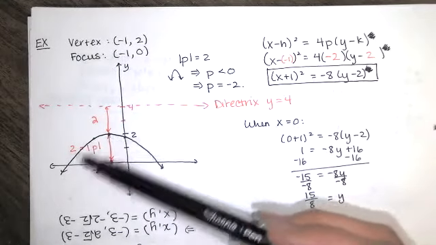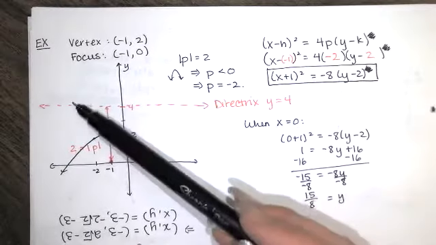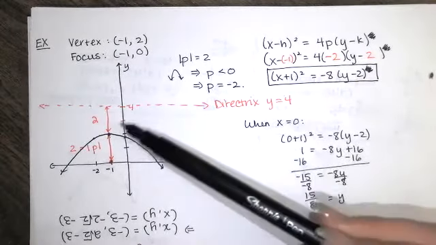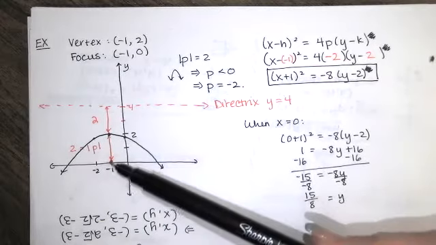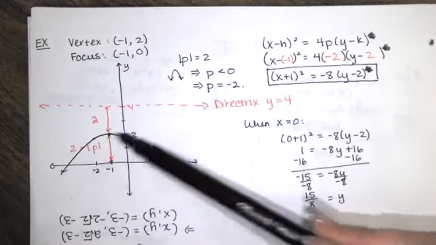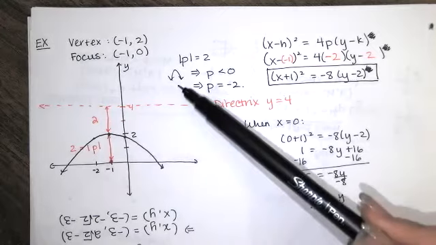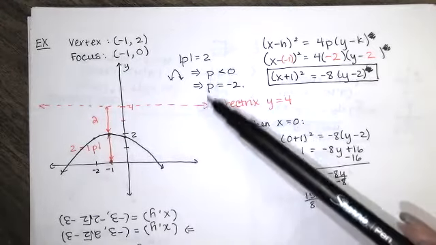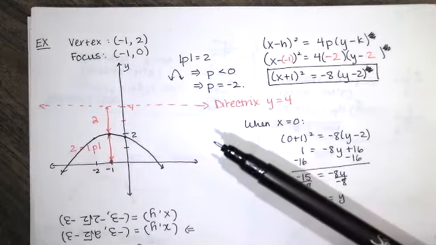Since I know this is the focus, I know the parabola opens around it, the directrix is on the other side. That's enough to give me the equation of the directrix. And the fact that the focus is below this point tells me the parabola opens down. And if the parabola opens down, that means p is negative. If p is negative and its absolute value is 2, p must be equal to -2.